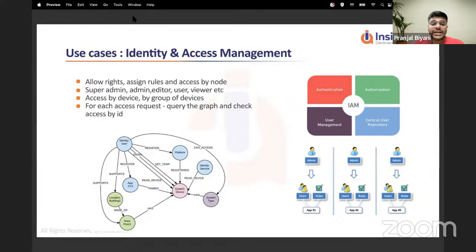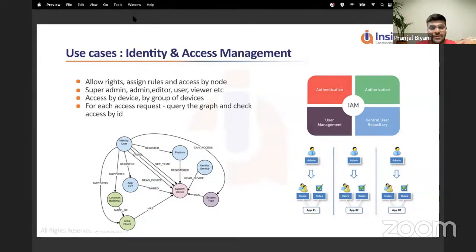So real-time user access management is possible. Real-time identity and access management is very easily possible. You can authenticate users. You can set authorizations. Let's say a new user comes in and you want to give them access to a platform. All you have to do is form a connection inside your graph database. You have to form a new connection, a relationship between the new identity, the new entity that has joined the platform, the new user, and the system that they are asking access to.